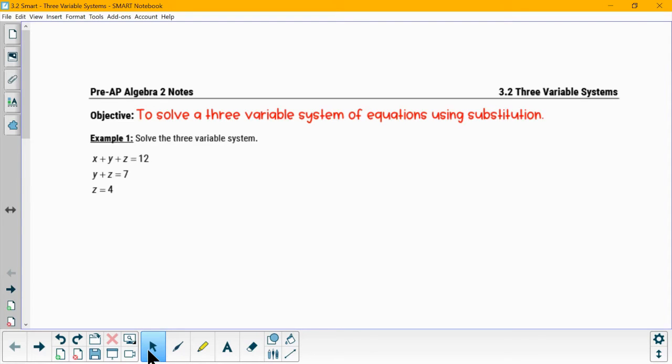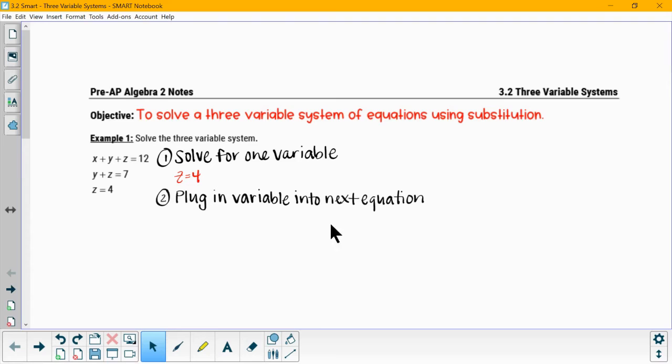So for our example one, first thing you're going to want to do is solve for one variable. And this one's pretty easy because we already have z is equal to 4. Then you're going to want to use that value and plug in the variable into the next equation. Now, this could be in a different order. You're just going to figure out how to work your way up.